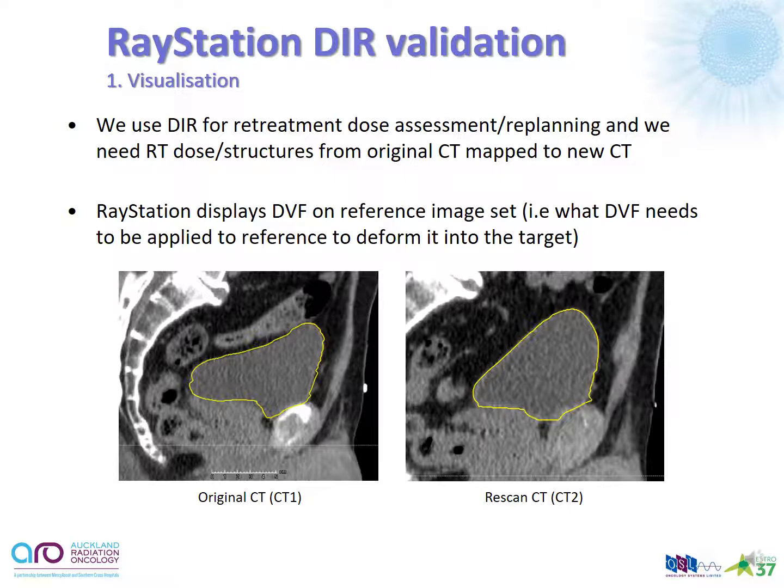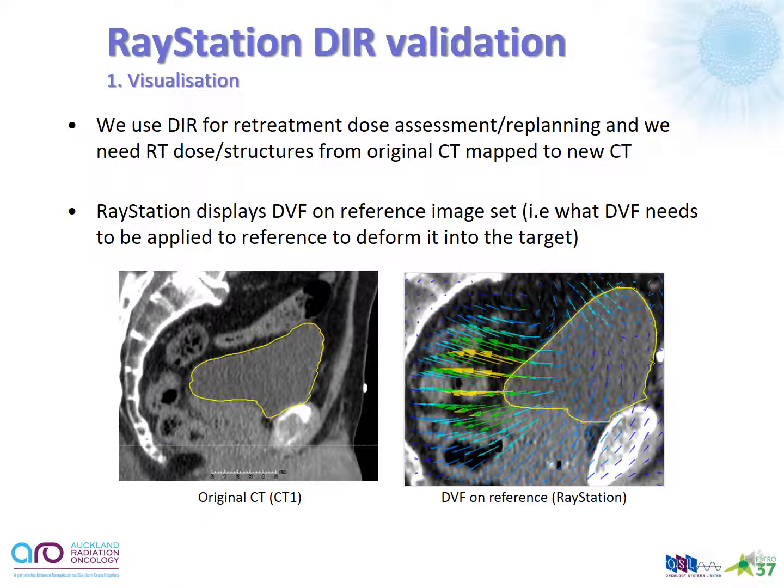So on the left is an example of an original CT with the bladder contoured in yellow, and on the lower right we have the rescan CT, and you can see the bladder is in a slightly different position. So once you've gone through the workflow in RayStation, what you would be presented with is the vector field as shown here. So you can see that now RayStation is showing that the post-inf part of the bladder needs to be pushed more posterior to match the original CT on the left.